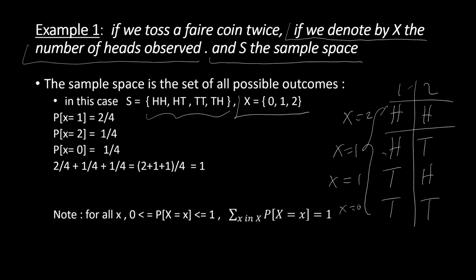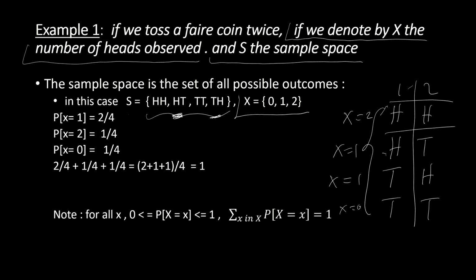So what's the probability of getting one head? What you see is how many times you have 1 head in the sample space. We have 1 head here and 1 here. So the probability of getting x equal to 1, which denotes the number of heads that you observe, is you count how many times you have 1 head in the sample space, which is 2 times. That's why we get 2 over 4.